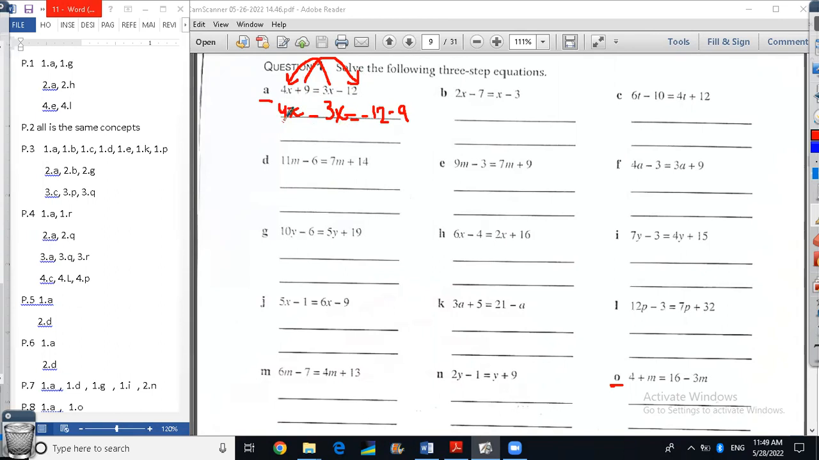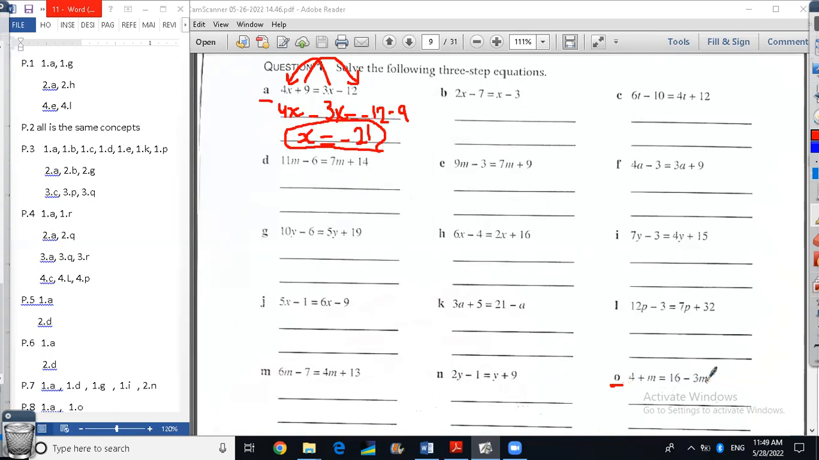What are we going to do next? Let's simplify. So I got the x's on the left side, the numbers on the right side. Let's now simplify. What is 4x minus 3x? It is 1x, which is just x, equals, what is negative 12 minus 9? They have the same signs, so we're going to add. So it's negative 21. So x equals negative 21. Okay. Next, we have question O.